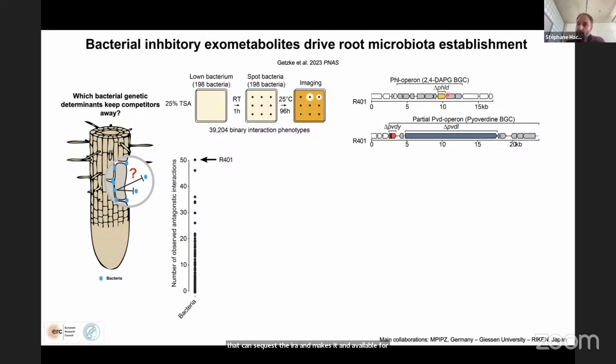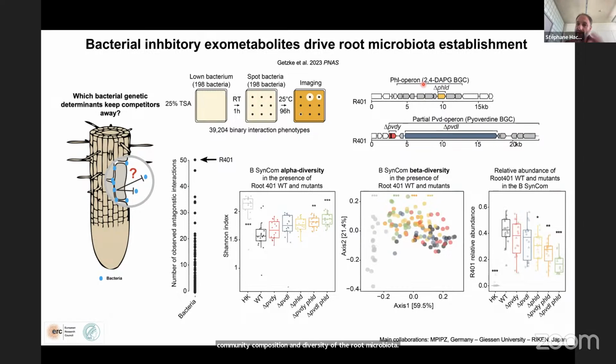The next big question that we asked is whether this subtle genetic perturbation that we can apply in this specific strain, Root 4.1, will have consequences on the community composition and diversity of the root microbiota. So we again performed reconstitution experiments with synthetic bacterial communities in the context of the Root 4.1 wild type or the exometabolite mutant. What we observed is that these exometabolites with inhibitory activity are important for restricting diversity at the root interface, and also for shaping the community composition. They are also important to promote Root 4.1 competitiveness in the roots, because these exometabolites allow the strain to grow better in the root compartment compared to the exometabolite mutants.